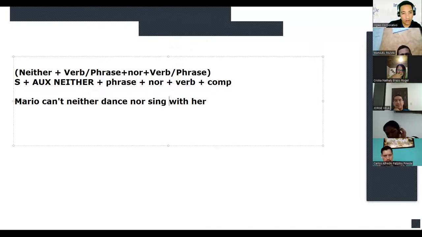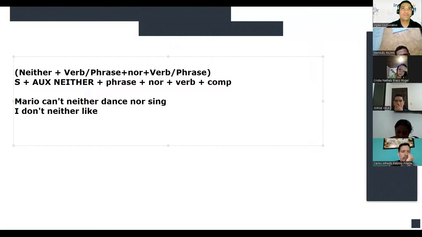I don't like neither the Lakers nor the Bulls. Okay, oh, your example. Very good. I don't neither like... no. We cannot do double negatives. Or maybe just say me neither. I neither like, no, because that's something else.